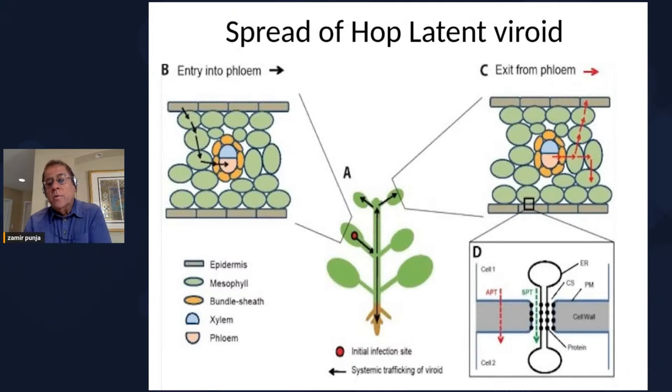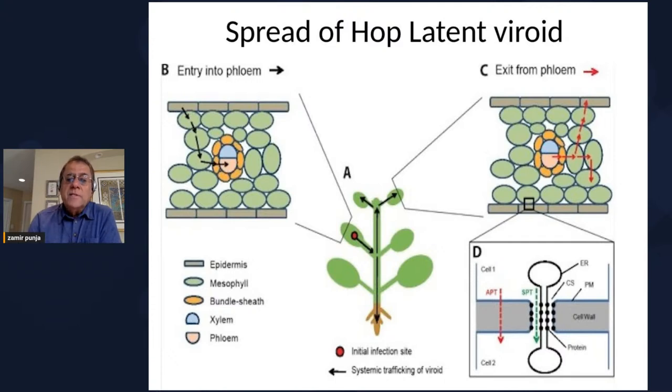And this is how we know these viroids to spread. This is work done with potato spindle tuber viroid, which is in the same family as hop latent. And if you inoculate a leaf, as you see up here, the arrows show you, first of all, it heads down to the roots, which is what I just showed you. It then goes up to the youngest part of the plant, which I showed you. And then it starts to move systemically.